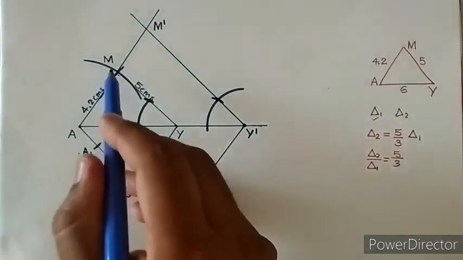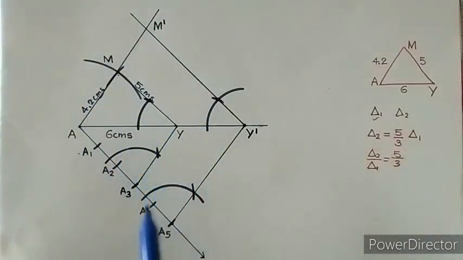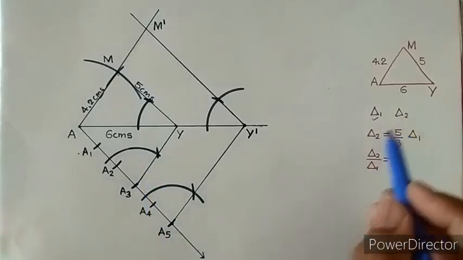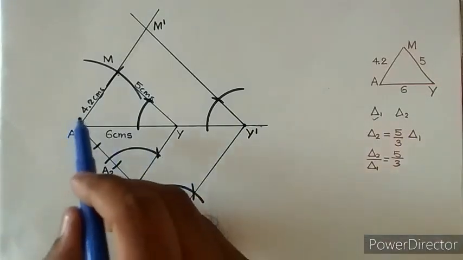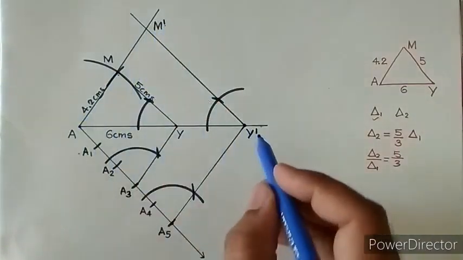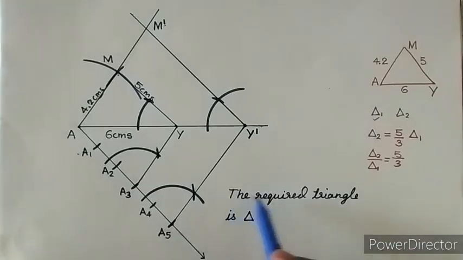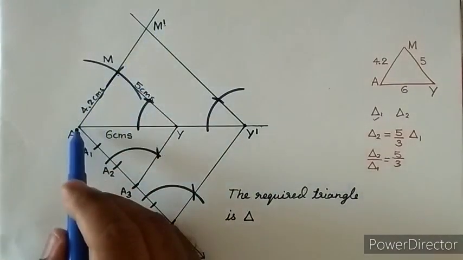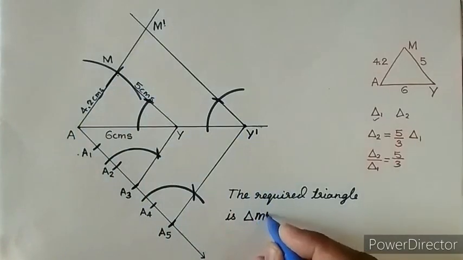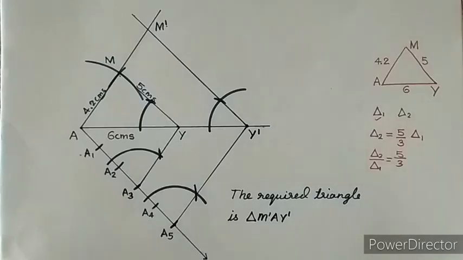So this is your first triangle MAY, whose measure was given, and you wanted another triangle whose ratio is 5:3 times the first triangle. Ratio is 5:3, that means the second triangle is a little bigger than that, and this is your required triangle. The second triangle is M bar A Y bar. So we need to write this. Therefore the required triangle is triangle M bar A Y bar. And this is how you do this construction.